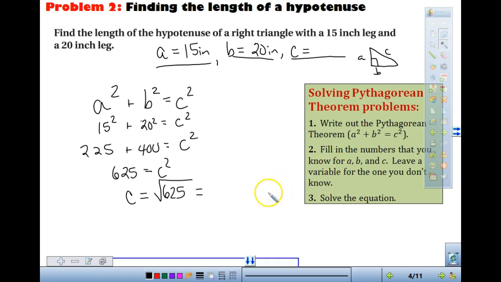What'd you get for square root, Addie? What'd you get? 1 to 5. And we would put inches. Is this our longest side of the three? Yeah, and it had to be, right? So when you're checking it, I always need the C to be the longest side, okay?